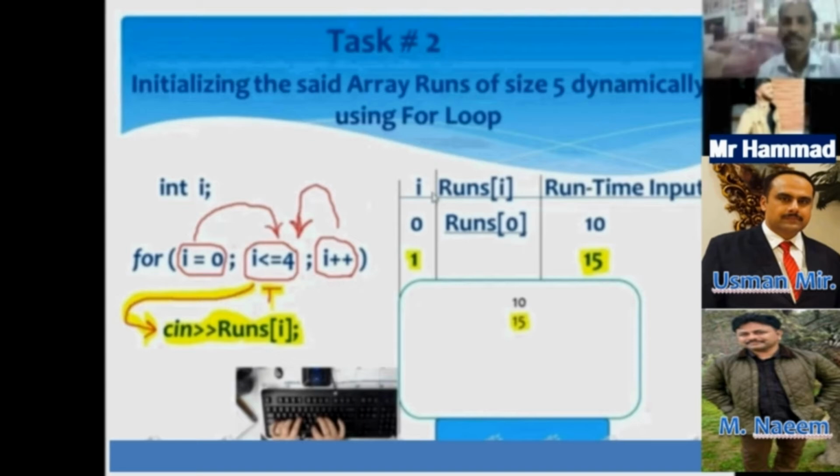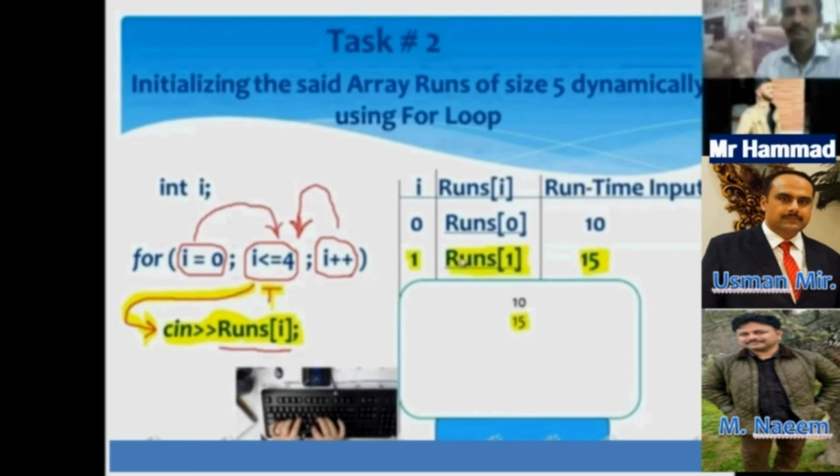Sir, 1. 1, all right. Put this 1 in the memory address. What will this memory address become? Sir, runs within square bracket 1. Okay, this one is the second memory location of the array named runs. All right. Are you getting it? And what will happen as a result of the scanf statement execution? We provided 15. That 15 will be stored in the second memory location.